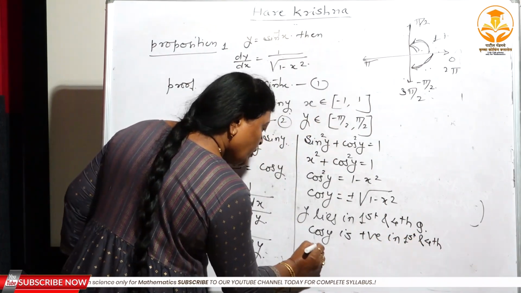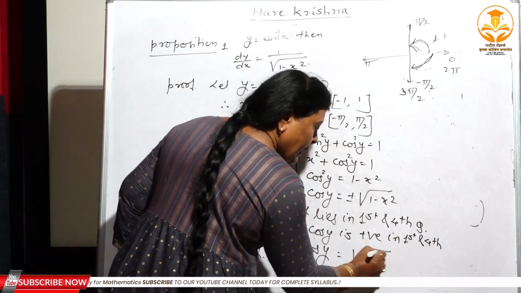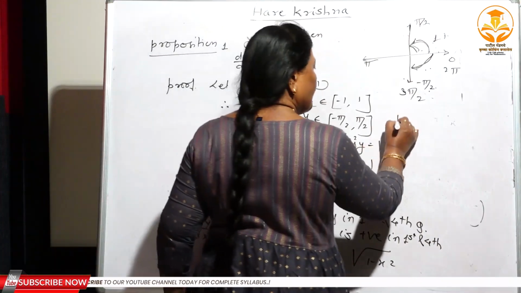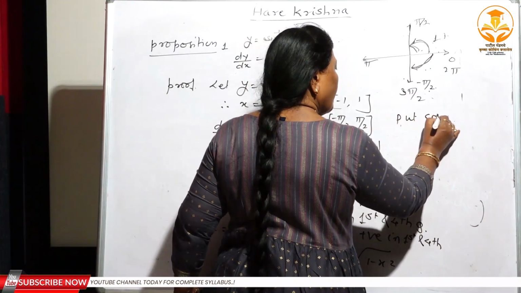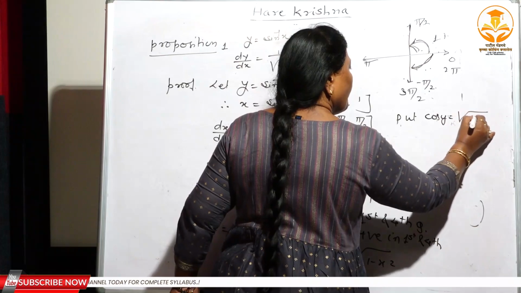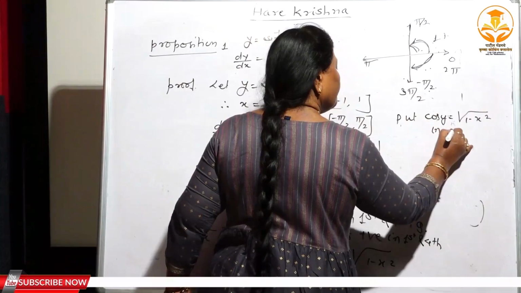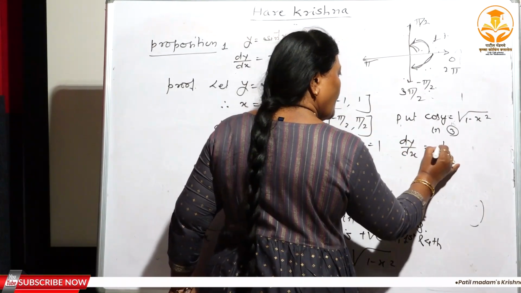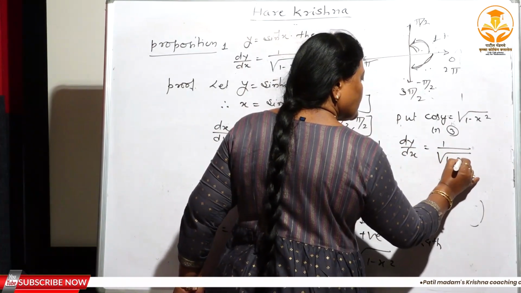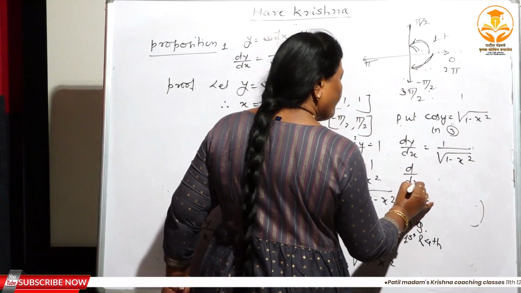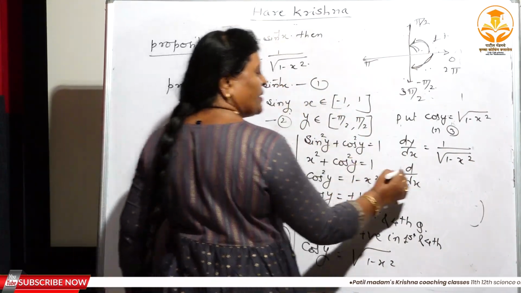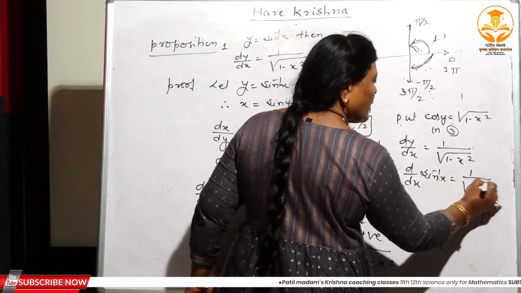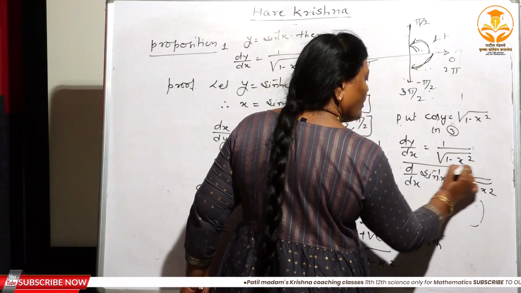Therefore, you have to choose the positive value of cos y, that is root of 1 minus x square, right? Suppose this is third, then you have to put cos y equal to minus root of 1 minus x square in third. Here you have got dy by dx, it is nothing but 1 upon root of 1 minus x square. Again d dx of, what is your y? y is nothing but sine inverse x. Therefore, the d dx of sine inverse x you have got as 1 upon root of 1 minus x square.